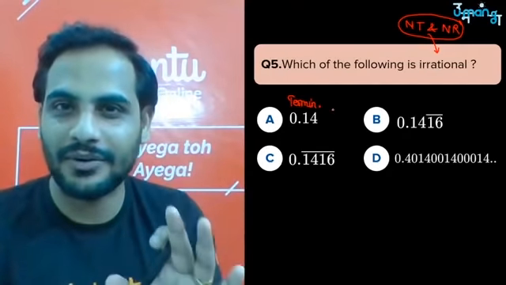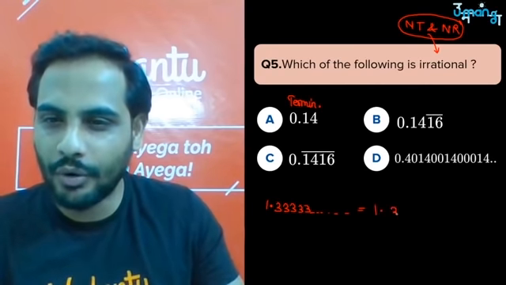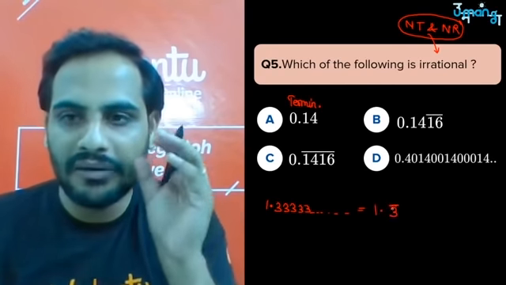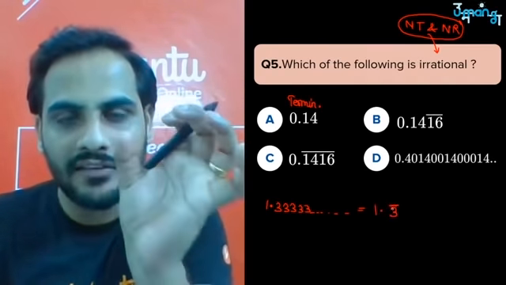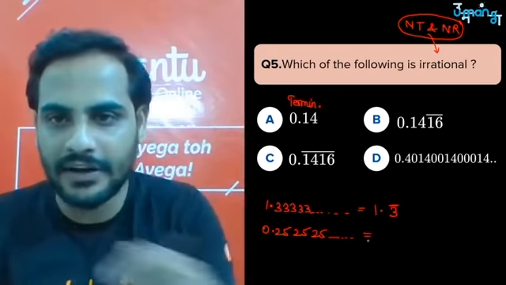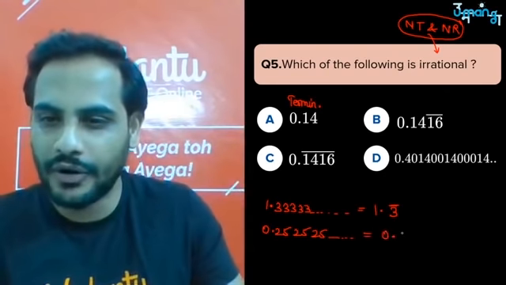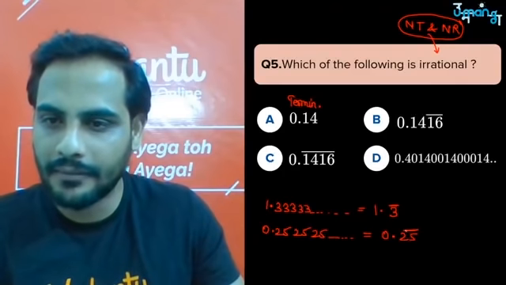In the second one, acha, what is the meaning of this bar? Suppose I have 1.33333 and so on. Instead of writing this big number, I can write it as 1.3 bar. The number on which the bar is given means that number is repeating itself again and again. For example, if I have 0.25, 25, 25 and so on, here you can see 25 is repeating itself, so I can write it as 0.25 bar.